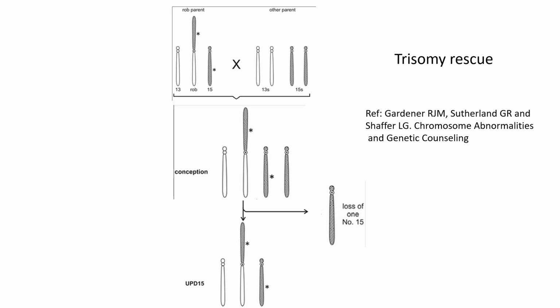If it happens to lose the one that is derived from the normal parent, the zygote ends up with two copies of chromosome 15 from the same parent. And because of the concept of imprinting related to chromosome 15, the child born from that fetus will have the UPD syndrome associated with chromosome 15, depending on whether the carrier was the mother or the father.